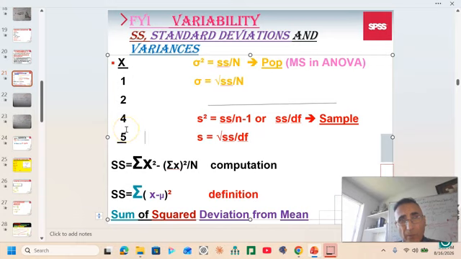So what do you want? You want to know the standard deviation and the variance, either for the sample or population. It doesn't matter. If it says a sample, then you use the formula for the sample, the one in red. If it's population, the yellow, then you use that formula. We did all this.